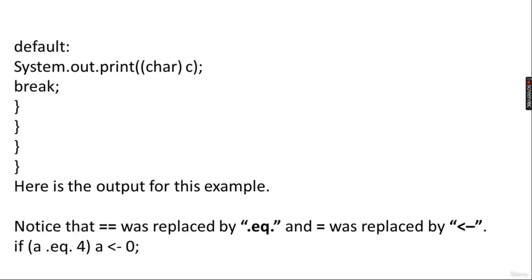Okay, next default: character c we will cast and display on the console. And notice here is the output: equal to was replaced by equal to, and is equal to was replaced by arrow. If a equal to 4, a less than 0, a arrow 0.